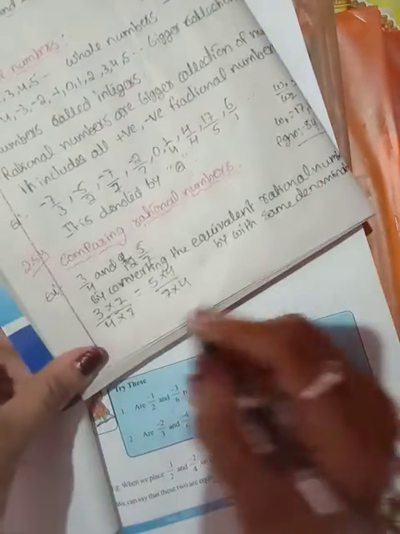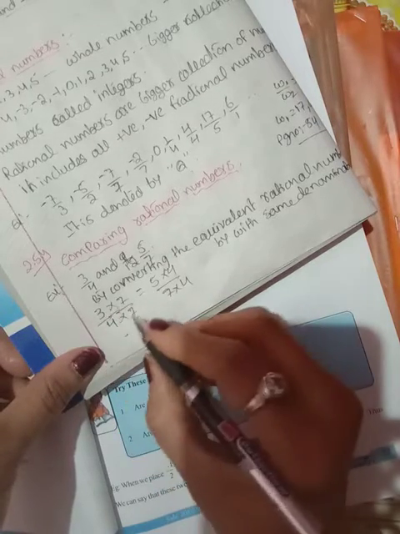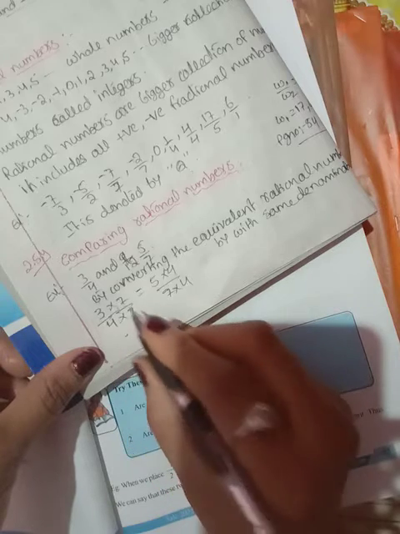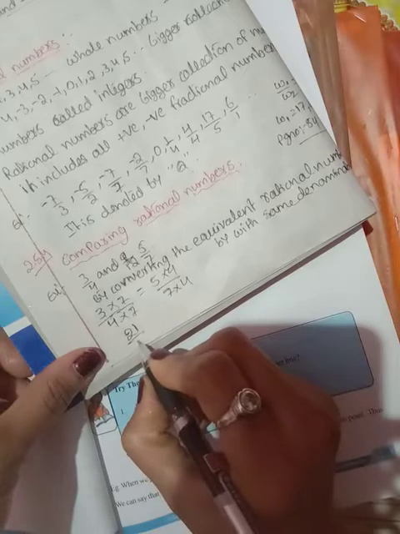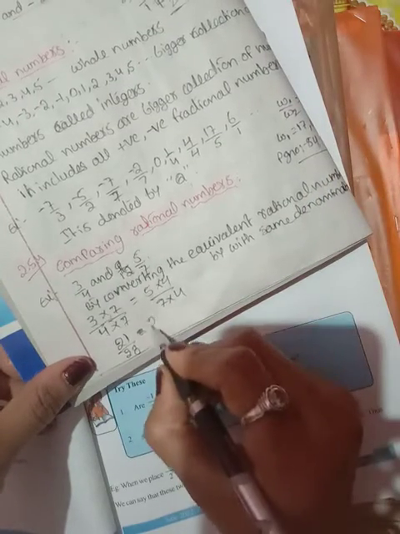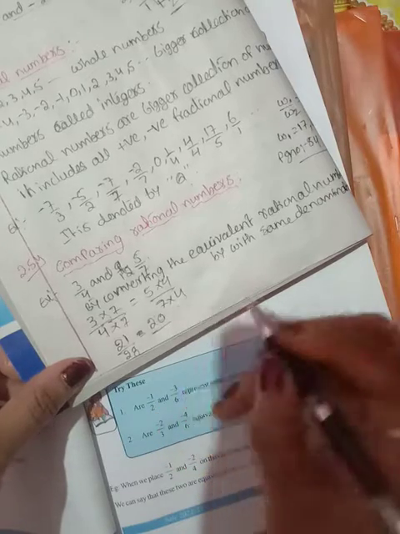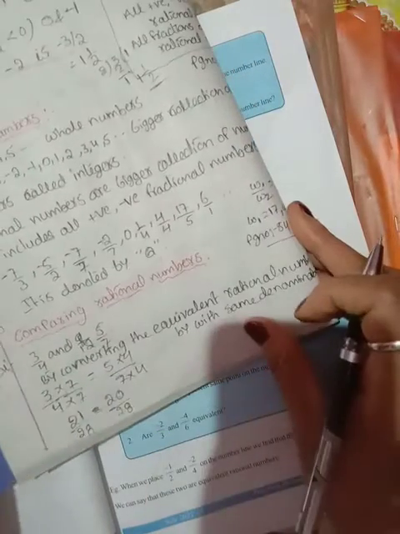Now understand: 3 cross 7 is 21, the product of the numerators, by the product of the denominators, 4 cross 7, which is 28. Similarly, 5 cross 4 is 20, and 7 cross 4 is 28. Both denominators are the same, so these are like fractions, and you can very easily compare which one is bigger and which one is smaller.